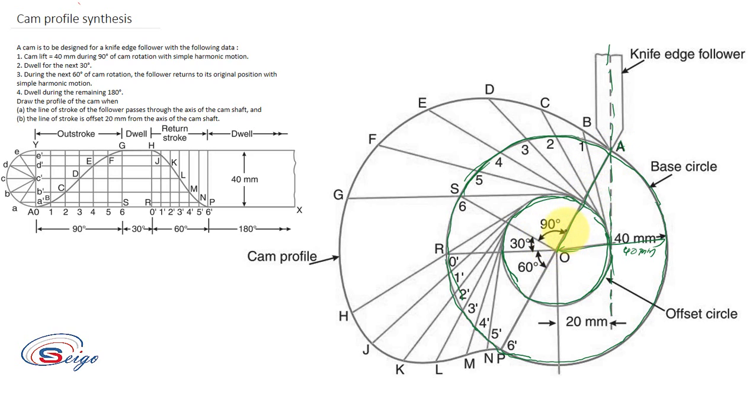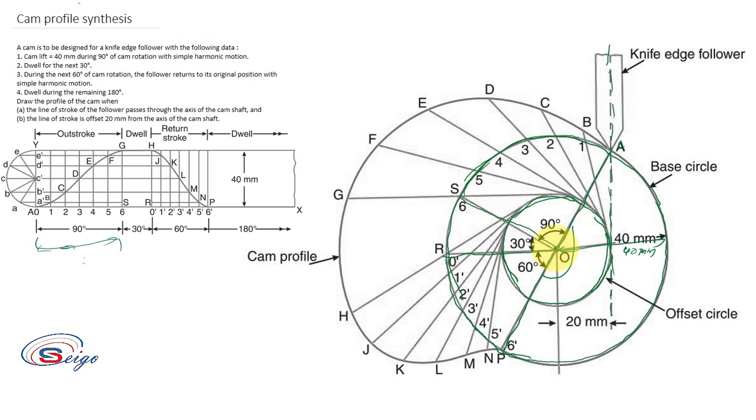From this line you have to mark the theta outstroke, that means 90 degrees for this question. After that the dwell, then the return stroke, then the remaining dwell. Next you have to divide this theta outstroke into equal divisions, the same number of equal divisions that you made in the displacement diagram. Here it is divided into 6 equal portions, so divide this 90 degrees also into 6 equal portions.